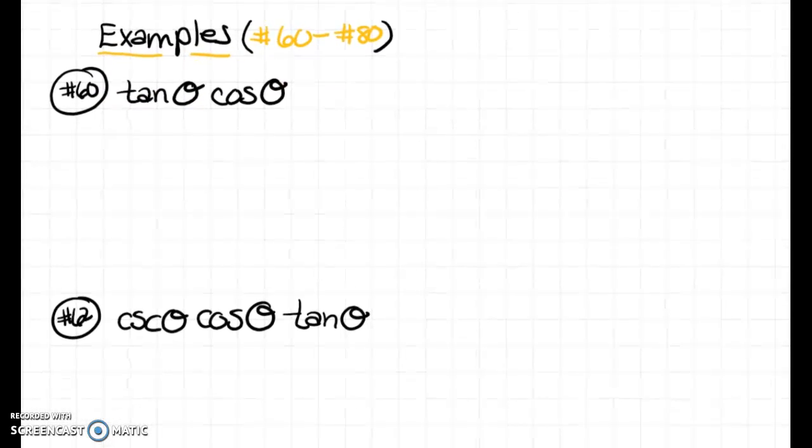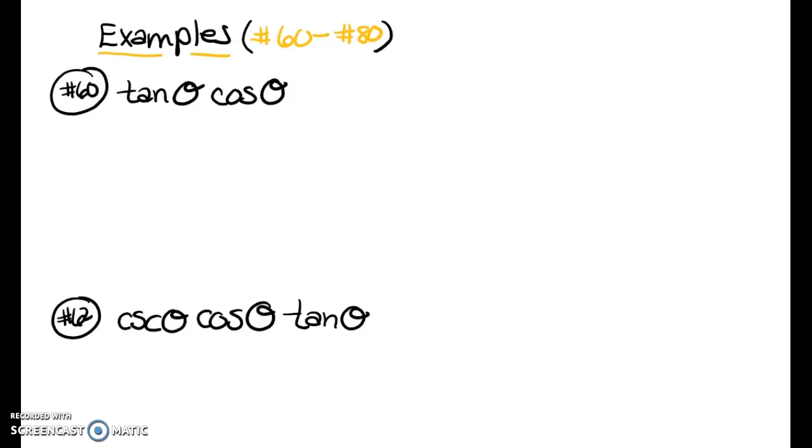So I'm going to go through a whole bunch of examples from number 60 to number 80. Just going to do the even ones since you have the odd ones for homework. The instructions here are to go ahead and write all of your trigonometric identities in terms of sine and cosine first. Then you're going to simplify, leaving no quotients. So they're odd instructions, so watch how I do these examples and then you'll understand what the instructions really mean.